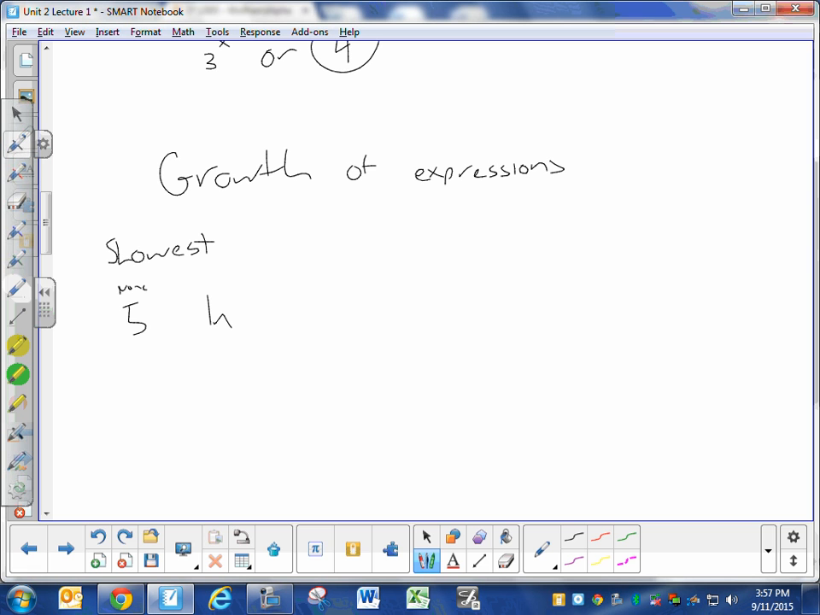But then is going to come your log to the x. Then is going to come x to your numbers. And then will come your numbers to the x. Okay? Slowest all the way to the fastest.